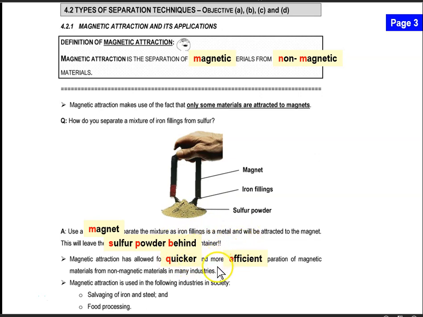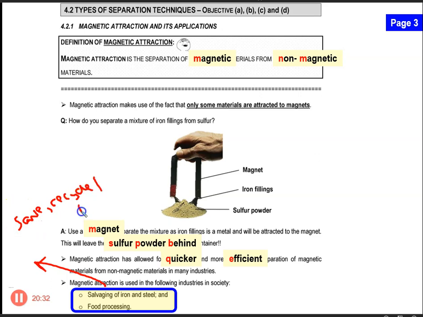Now we're going to ask ourselves, where is magnetic attraction actually being used in society? So what is the relevance? Why do we even bother learning about magnetic attraction? Okay, now magnetic attraction is actually used in many different types of industries in society. So the relevance is predominantly in, number one, the salvaging of iron and steel. Now the word salvaging means that you actually want to save, or you basically want to recycle or reuse your iron and your steel.